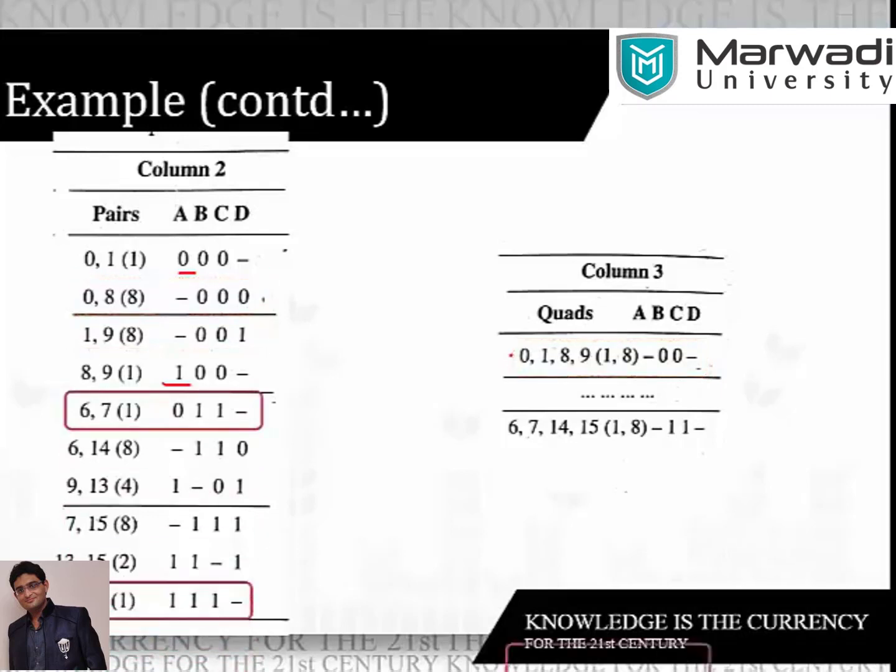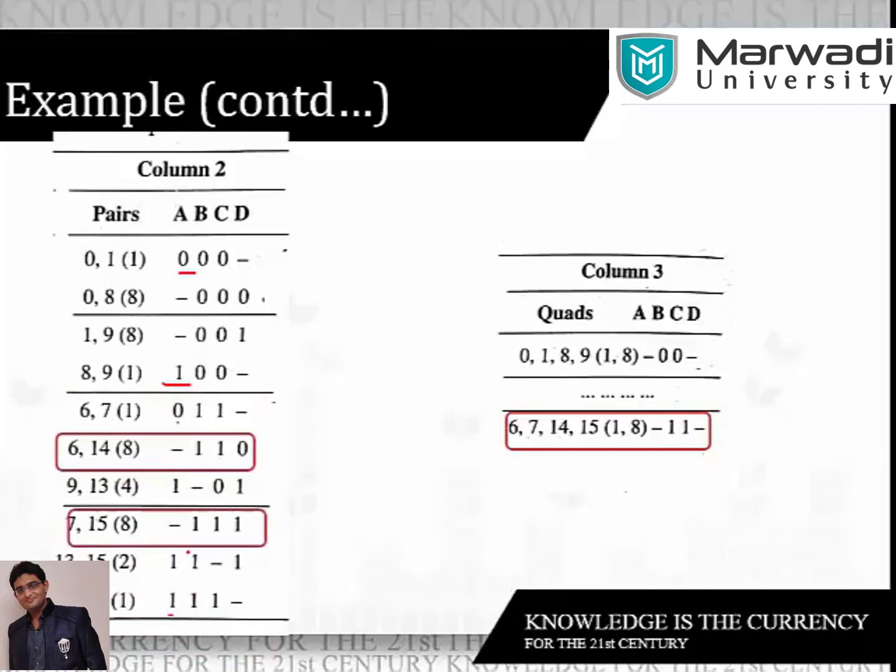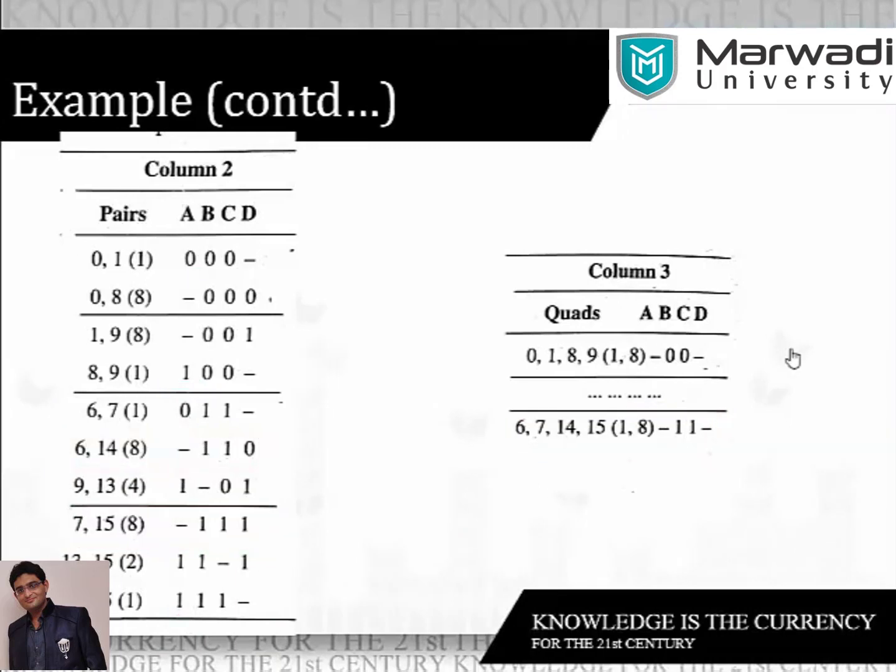Now on comparison between the next two groups, 6, 7 with 14, 15, we obtain dash 11 dash, since there is the change in the MSB bit. Similarly, 6, 14 and 7, 15 would result in this already existing minterm.